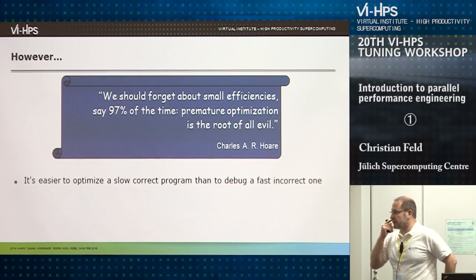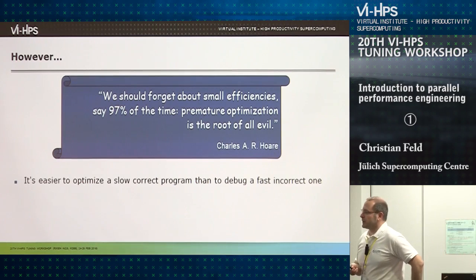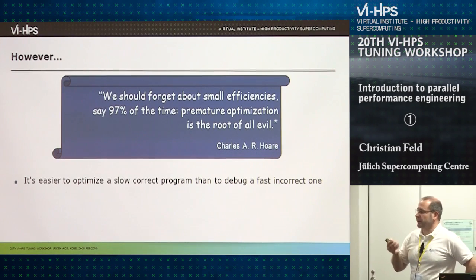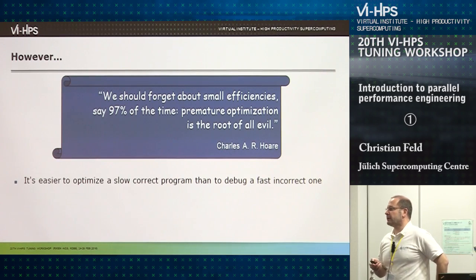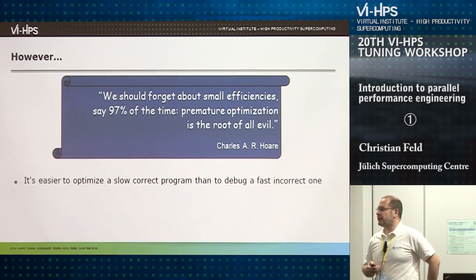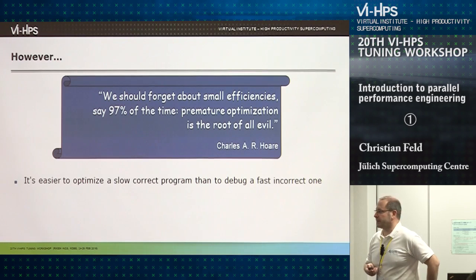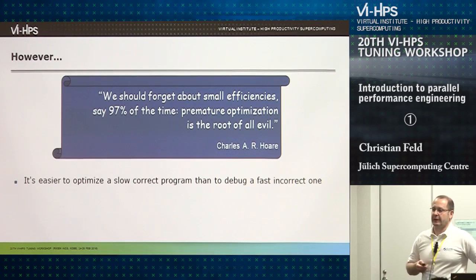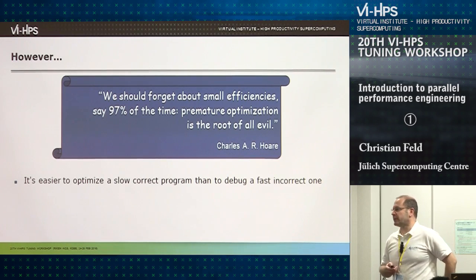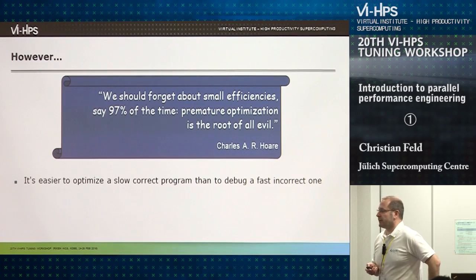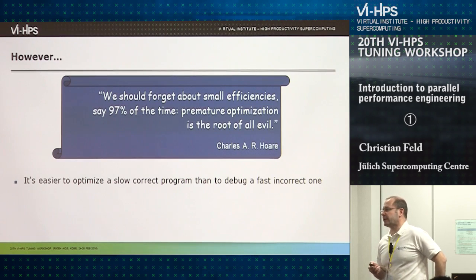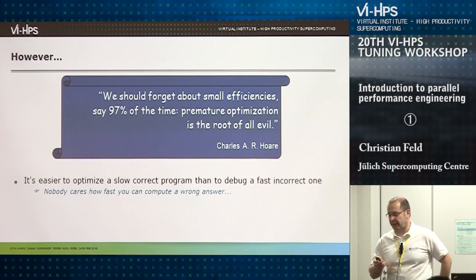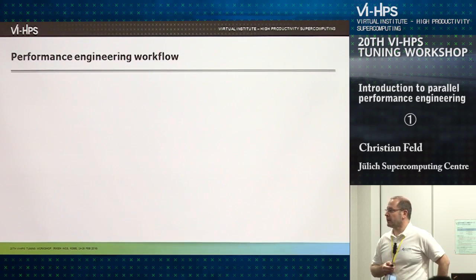Okay, and what is also a problem with optimization is that if you optimize a program, it usually gets less readable, and it's quite easy to introduce some bugs that are really hard to find. So it's easier to start with a slow but correct program than to debug a fast but incorrect one. And no one is really interested in how fast you can compute a wrong answer.